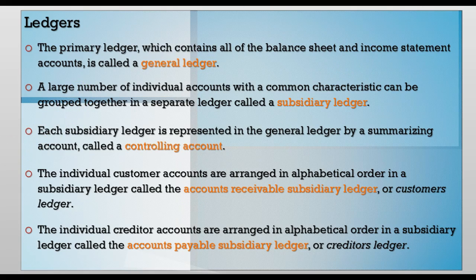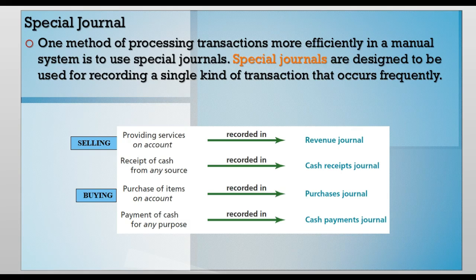Now we're going to move on and get four more new terms. We've been working with a general journal, journalizing entries to post into the general ledger. We're going to break that down even further. Instead of putting everything in the general journal, we're going to use specialized journals. One is the revenue journal, another is the cash receipts journal, and those are your selling journals. Then you have your buying journals, where you purchase items: the purchase journal and the cash payments journal.